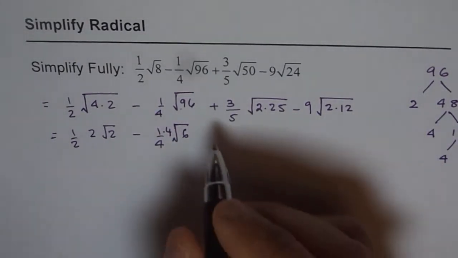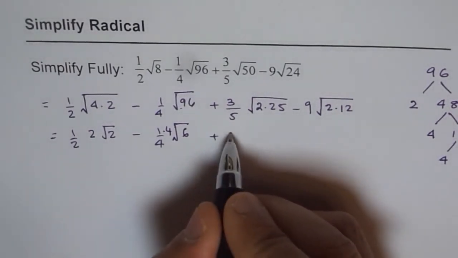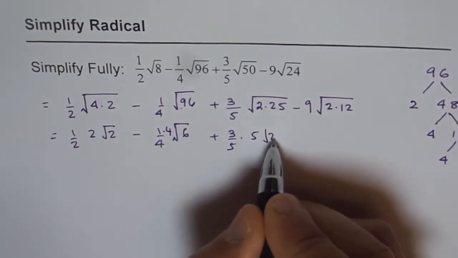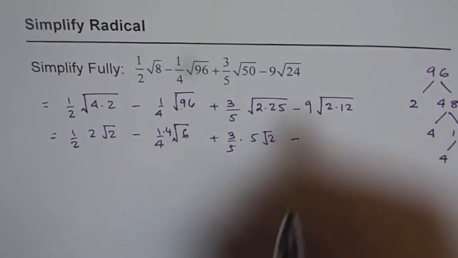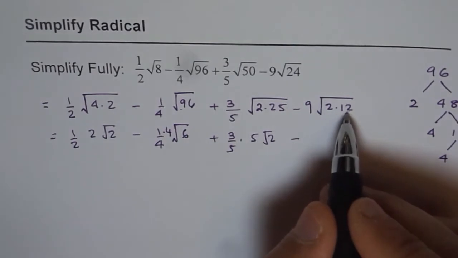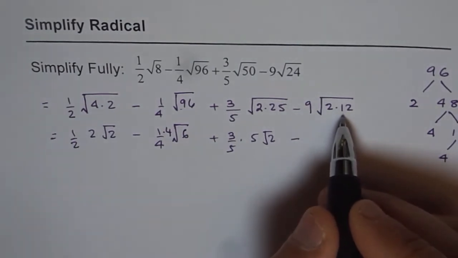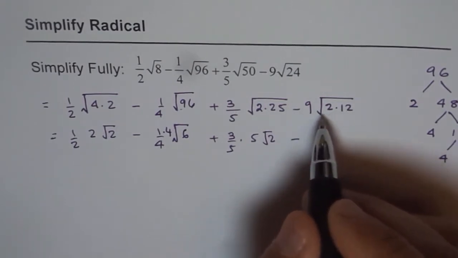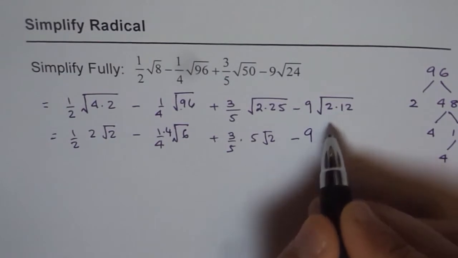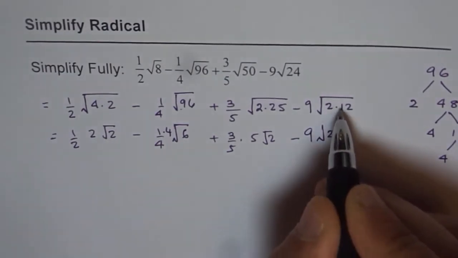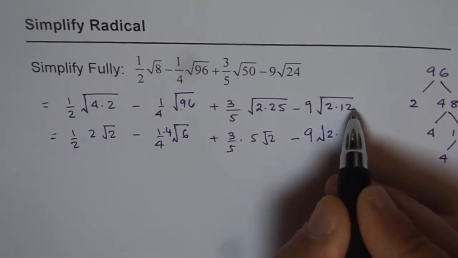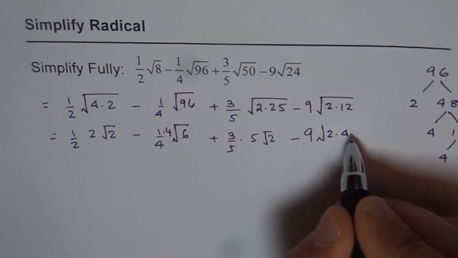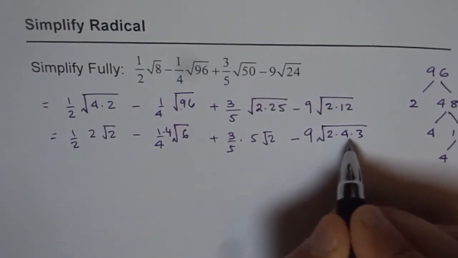Now, for 3 over 5, we have 25 square root is 5. So we can write 5 square root 2 minus 9. Now, we wrote actually 12 here. 12 really doesn't give us any perfect square. We should have written 4 times 3. So let me go a step ahead here and then show you. Sometimes if we write like this, what we need to do is write more factors. So 2 times 12 could be written as 2 times 4 times 3, right? So I further factored it, right?